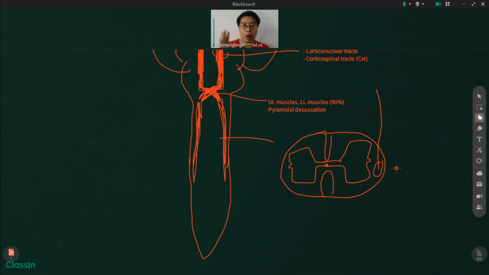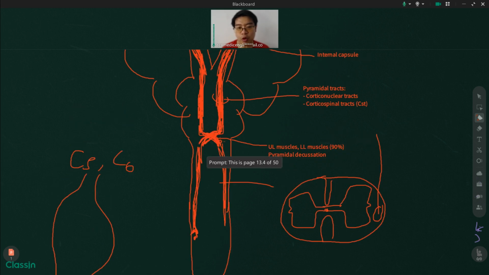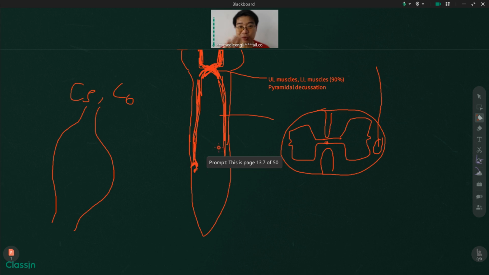Okay, the fibers are going to run right there. So that when it goes to the level, for example this level here where the bicep muscle is, usually around C5, C6 level. This is way out of scale. Let's just imagine that this is all C's, right? So C5, C6. Then it's going to synapse.